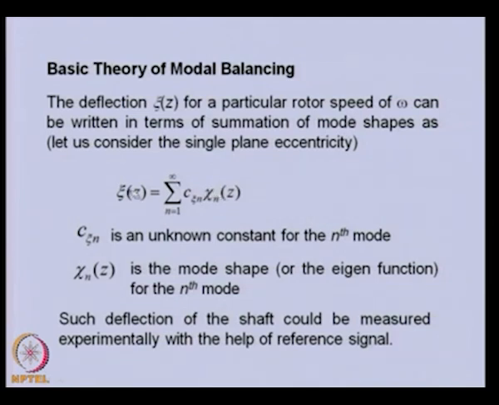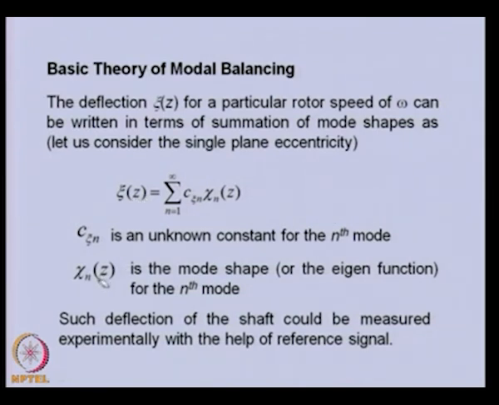Basically any response we can write in the form of a summation series in terms of the eigenfunction multiplied by some constant. This unknown constant is again attached with the particular mode. As we had earlier for the eccentricity case, here it is C, earlier it was E, so we should not confuse this with the previous one. This particular constant is different. This corresponds to the response, and the previous one corresponded to the eccentricity.